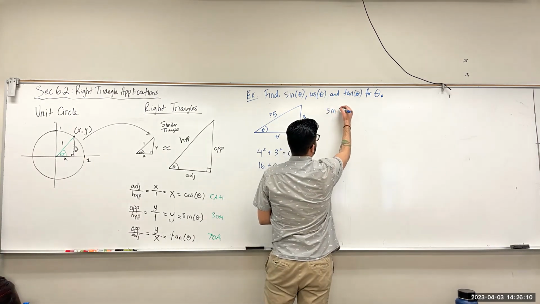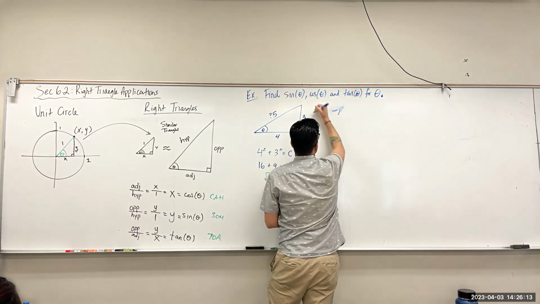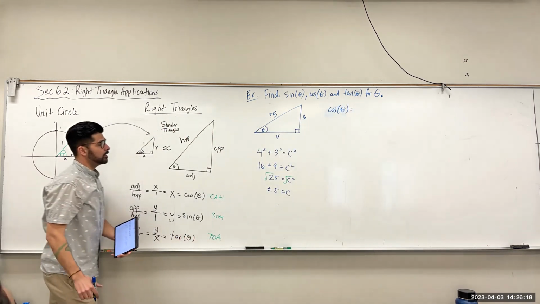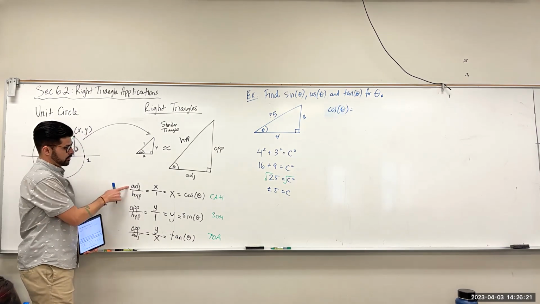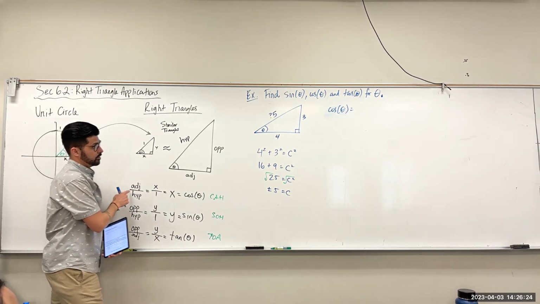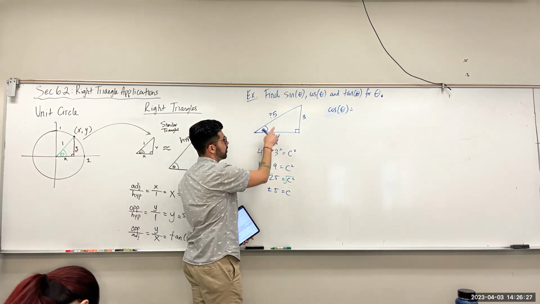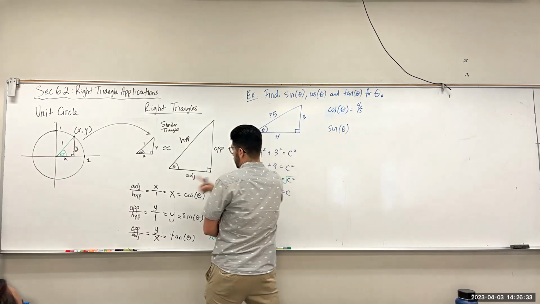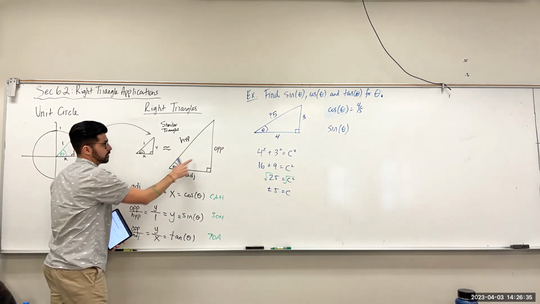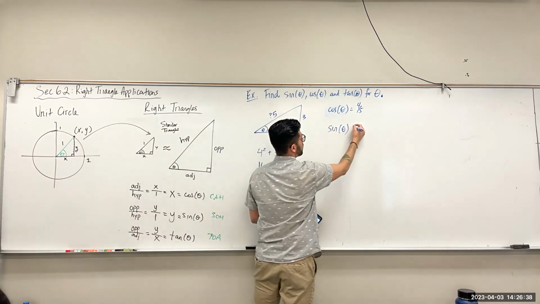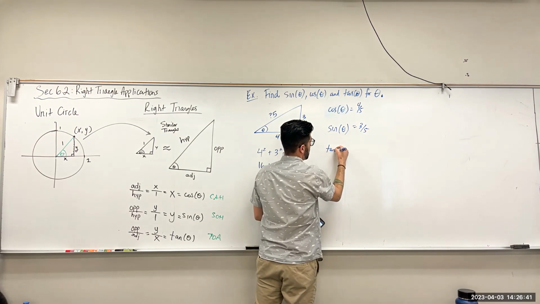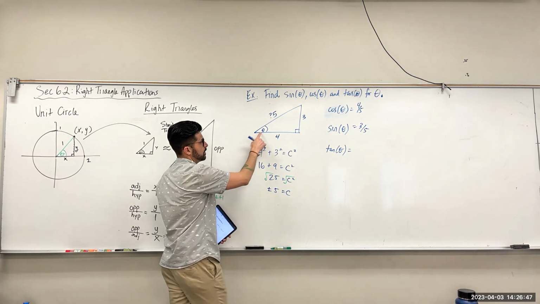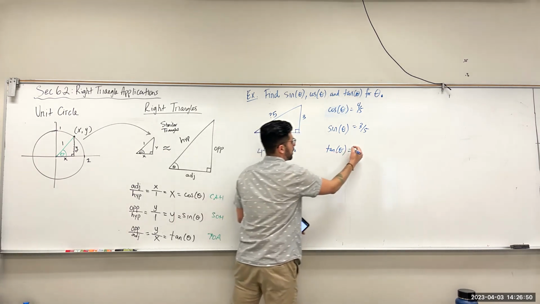So then sine here, or I guess let me follow the same order that I did here. Cosine of that angle would be, cosine is adjacent, so that's 4 over its hypotenuse. Sine is opposite. That's going to be 3 over 5. And then finally, you would have tangent be 3 over 4.